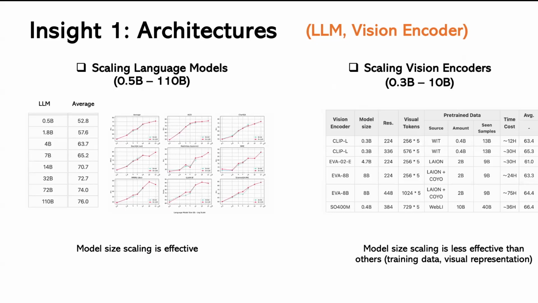First, we use the LLM and scale it from 0.5B all the way to 110B. And you will see that scaling up the size of the LLM is very, very effective. In the second part, what if we scale up the model size of the vision encoder? It turns out the scaling behavior of the vision encoder is not that effective compared with the training data and the visual representation of the ViT itself.